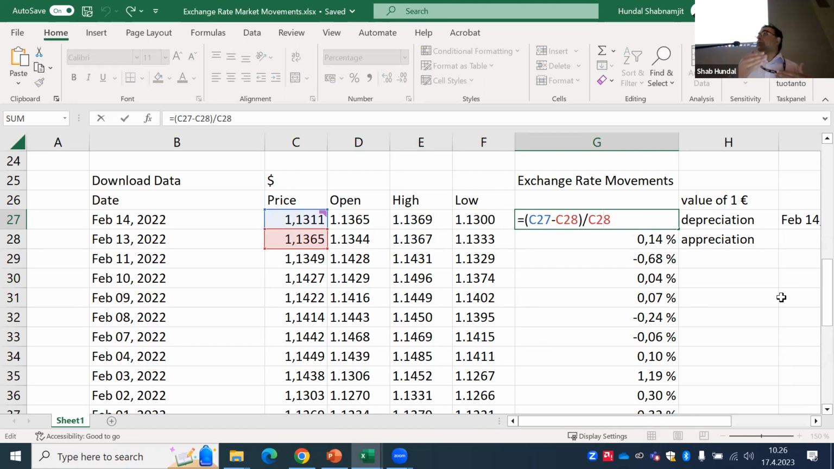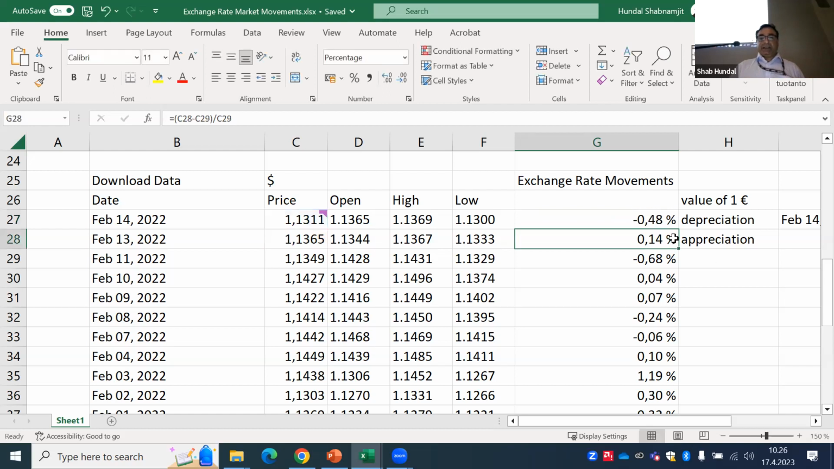And here you can see that this is something which I have done, the change of the movement of exchange rate. And you can see that in comparison to February 13, euro has become cheaper on February 14th, because it used to be 1.1365, then it became 1.1311. So look at the last 4 digits on the decimal points, it has lost. So what happened here? And the sign becomes minus. Minus means that the euro on February 14 depreciated 0.48% in comparison to February 13.